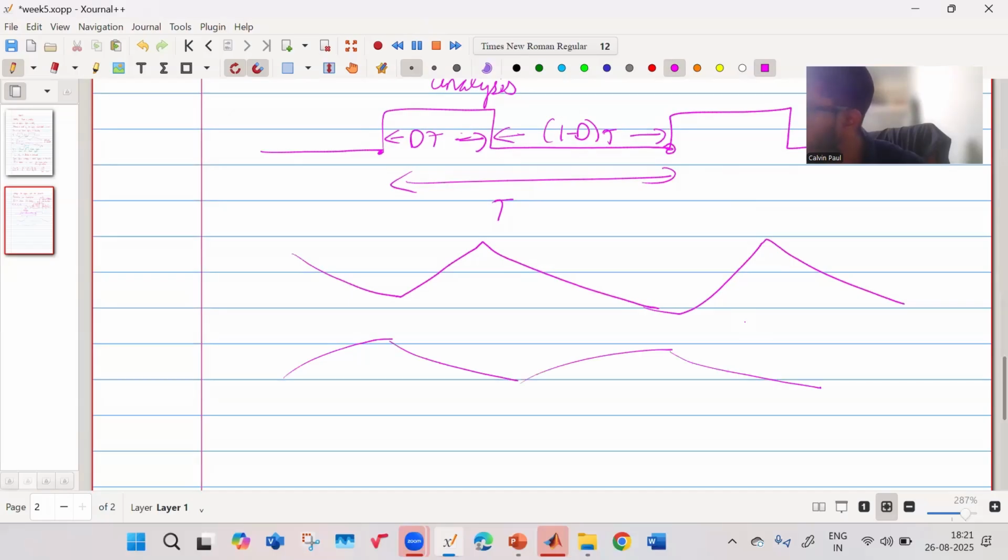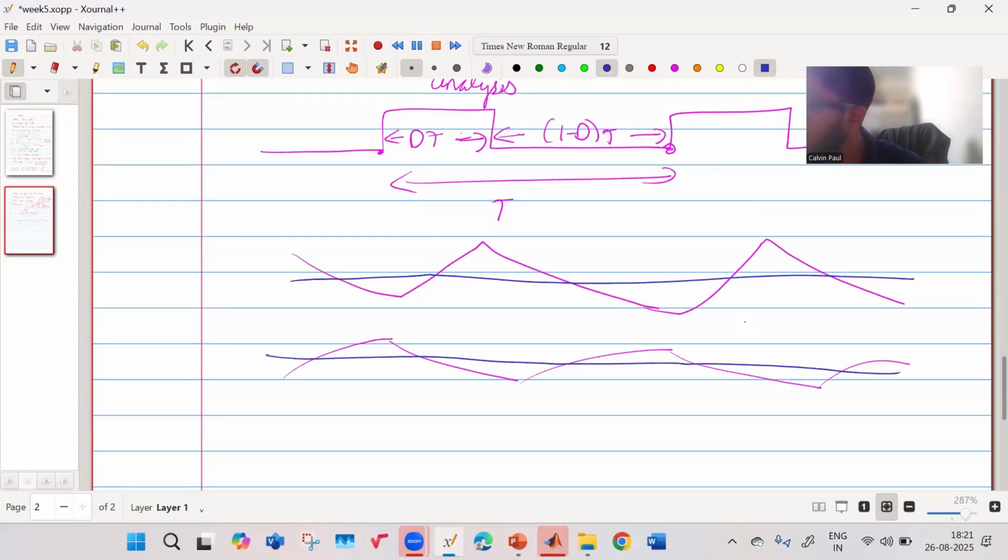rising, falling, etc. So the purpose of this technique is that you want to get the average value. You're averaging out this extra ripple. Like this ripple is there, you are averaging it out. You assume that the ripple is negligible or small compared to your average value. Then this holds. Otherwise, this doesn't hold. So you're averaging it out.